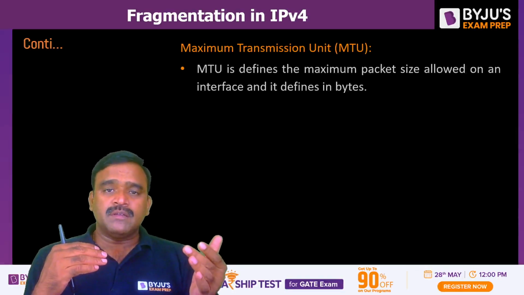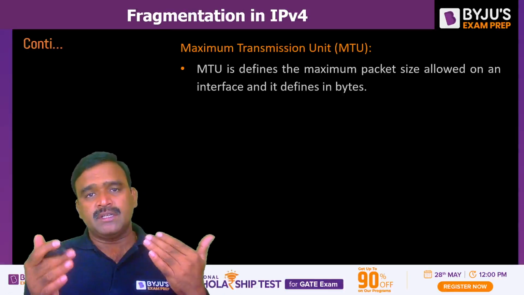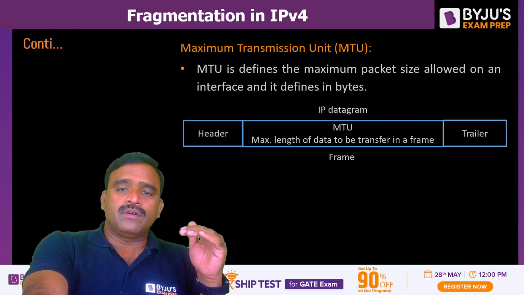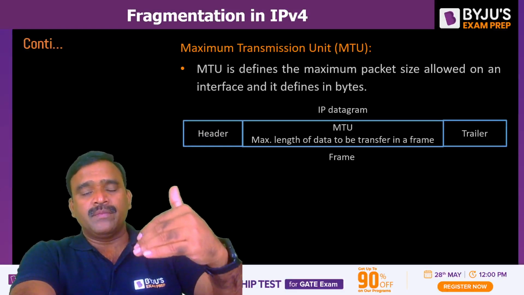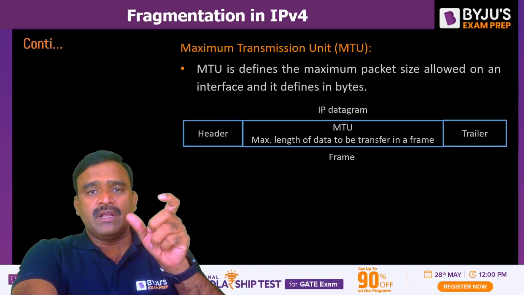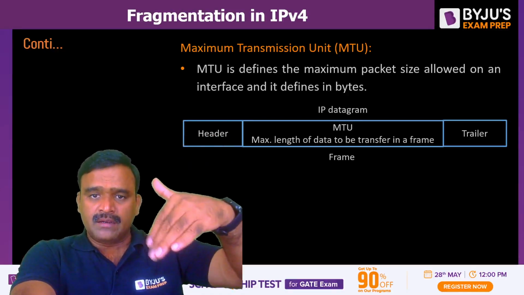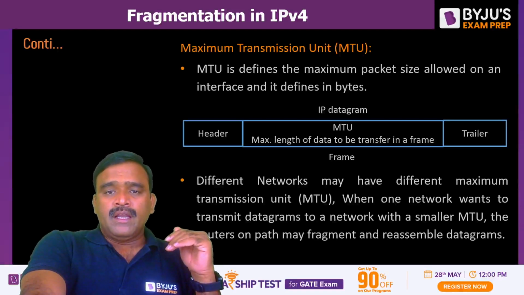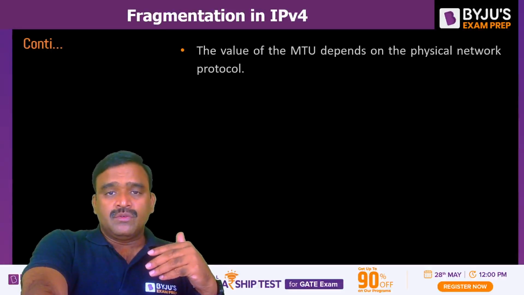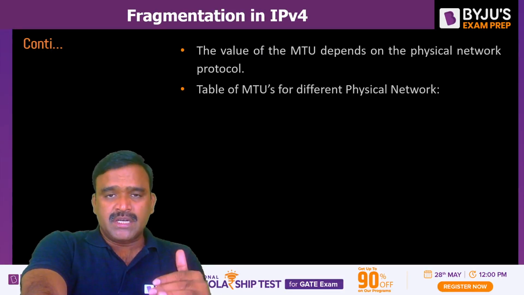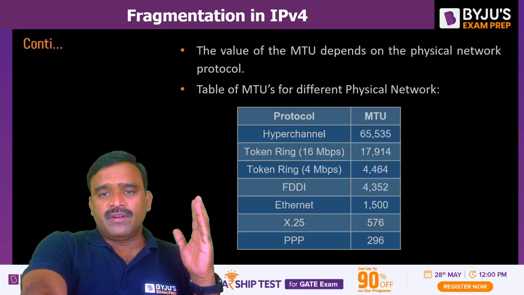This MTU is the maximum transmissible unit. When an interface is unable to process a packet, it divides it into smaller chunks and forwards them. Whenever the network layer sends data to the data link layer, the data link layer adds a header and trailer, and the network layer's data, containing both payload and header, becomes the payload here. Different networks may have different MTU sizes, smaller and bigger. It depends on the physical network protocol, so the table of MTU for different protocols is like this.